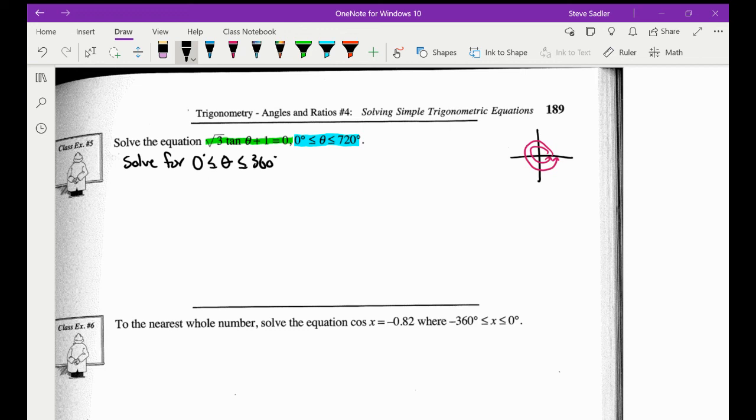So we just need to solve this for tan to figure out what quadrant we are using.